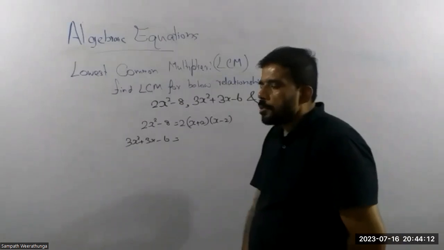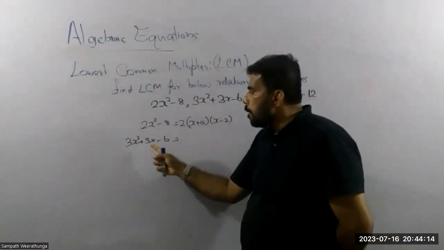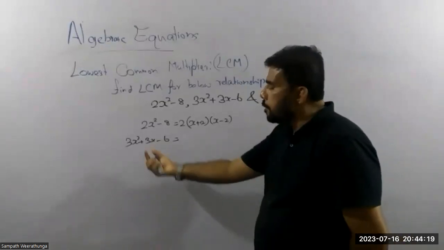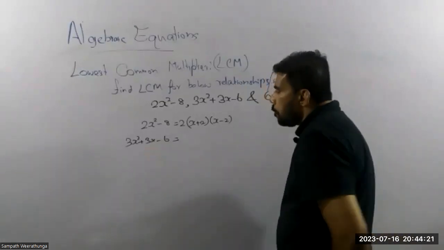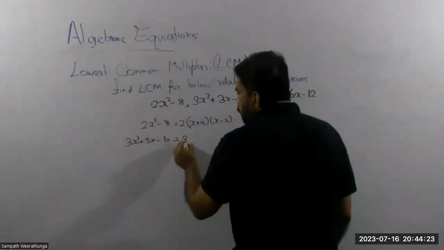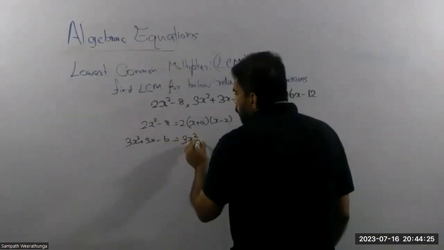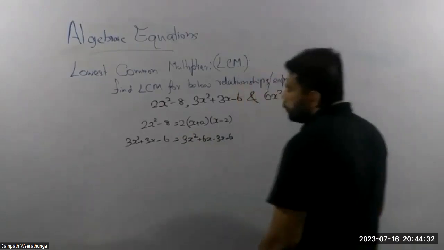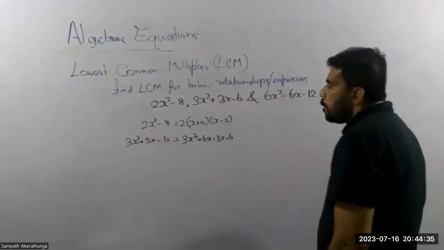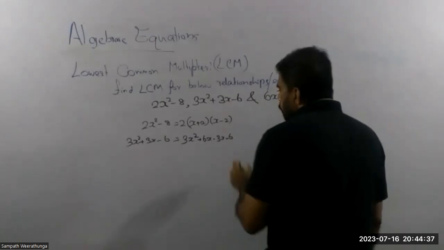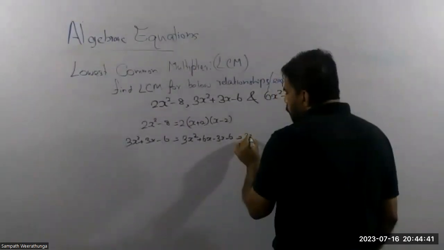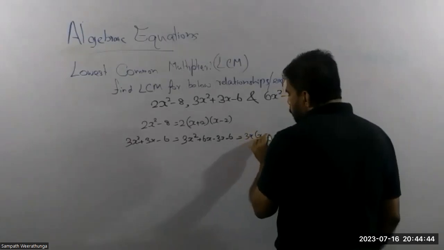So I can write plus 6 and minus 3 as the middle term. So how I'm going to write is 3x squared plus 6x minus 3x minus 6. No change. Then I'll factorize. And factorize means that here I can take 3x out. Then I'll get x plus 2.